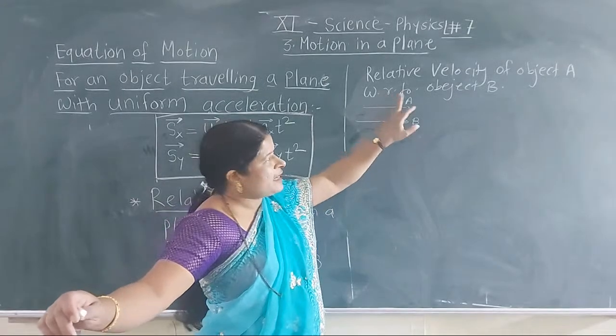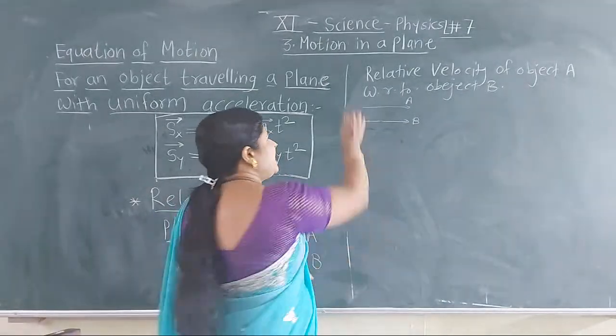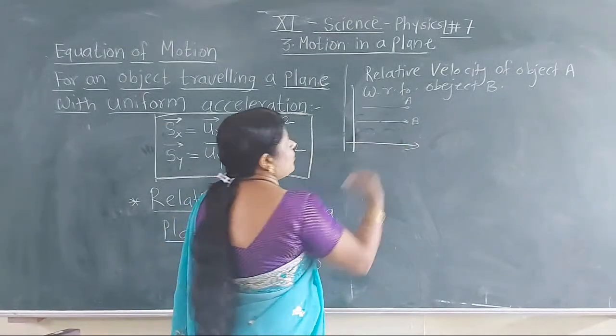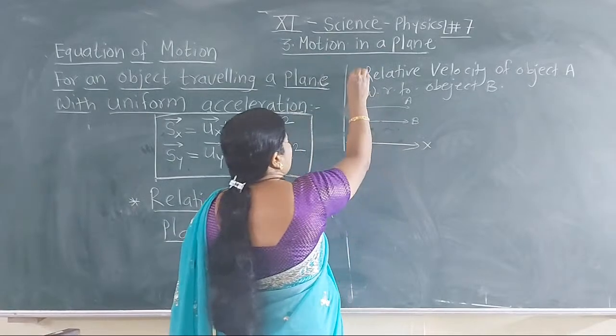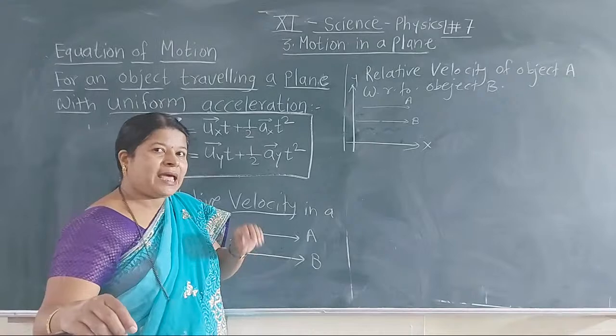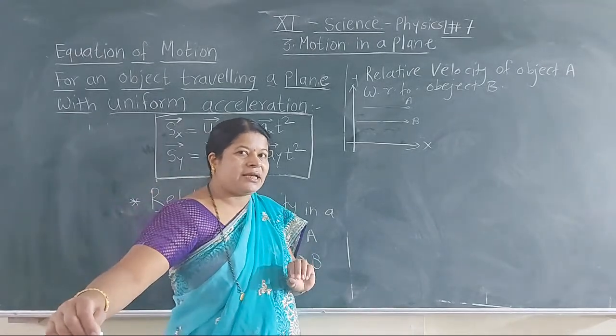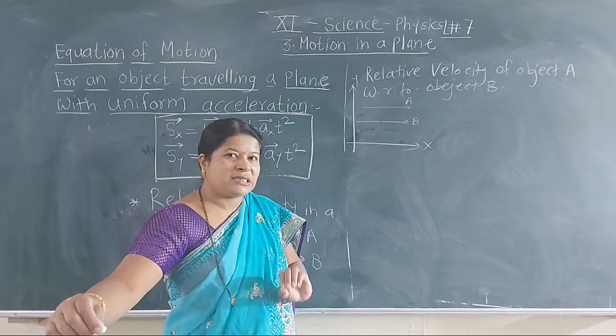Therefore, relative velocity of object A with respect to object B in a plane follows the same process. In a plane, that means in x and y coordinates, we also get the same relative velocity as we already studied in rectilinear motion, that means along a straight line.